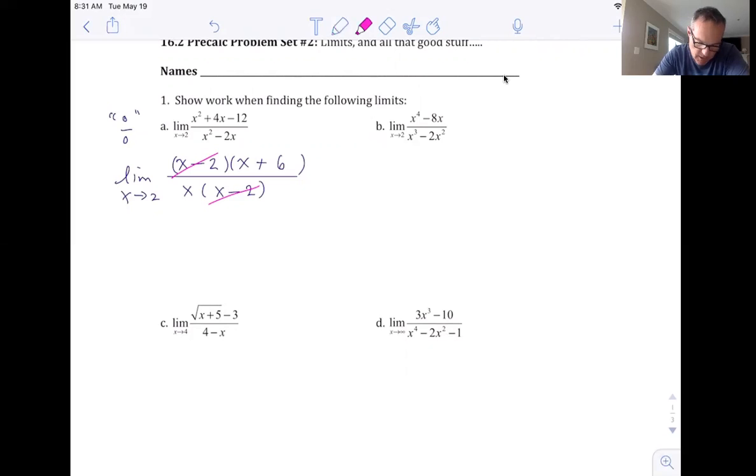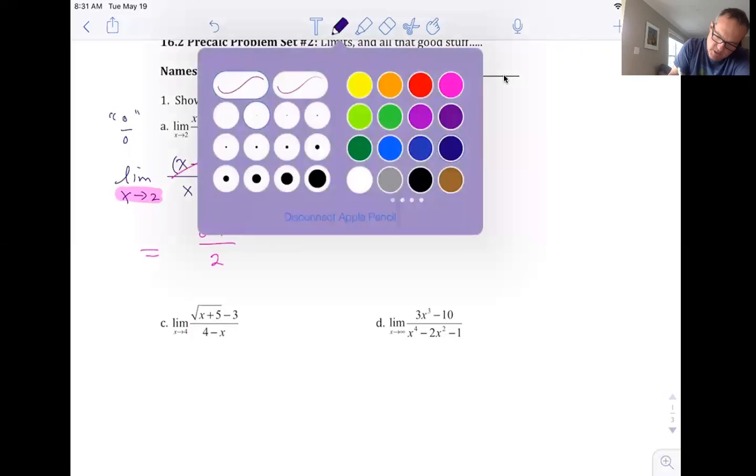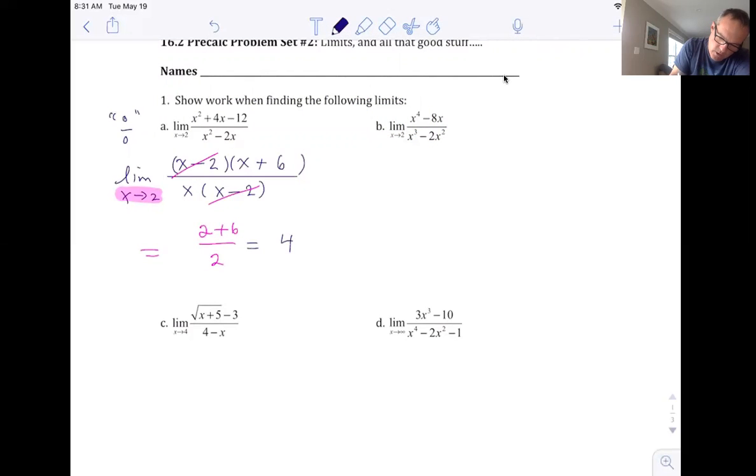So now you can go ahead, evaluate your limit. In other words, let x become 2. And if I do that, I got 2 plus 6 over 2, which is 8 over 2, that's 4. Bada bing, bada boom, I got my limit. I can move on to number B, letter B, I should say.